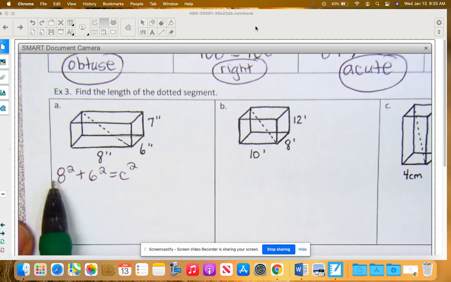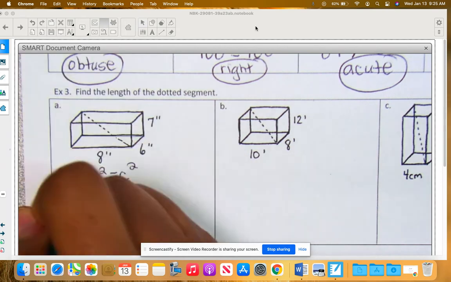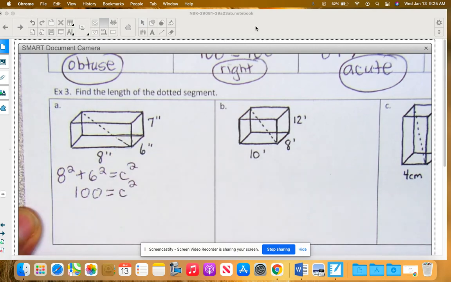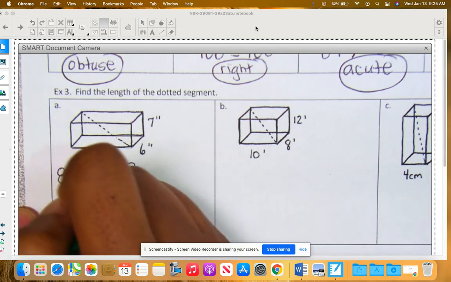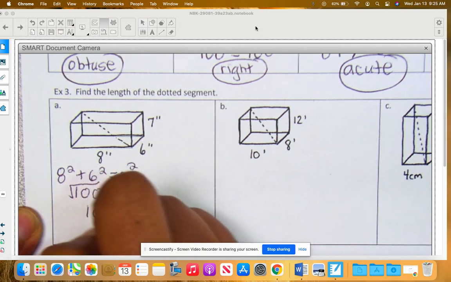So we're doing two-dimensional first, a flat object. As always, these legs are interchangeable. If you want to do 6 squared plus 8 squared, same difference. We go through and work this out. 8 squared plus 6 squared, you can simply type that in Desmos. That's going to give me 100 equals c squared. From here, take the square root of both sides, and that gives me 10 equals c.